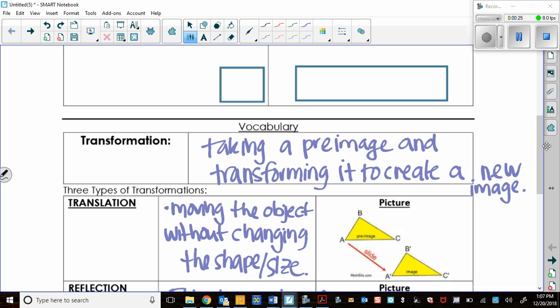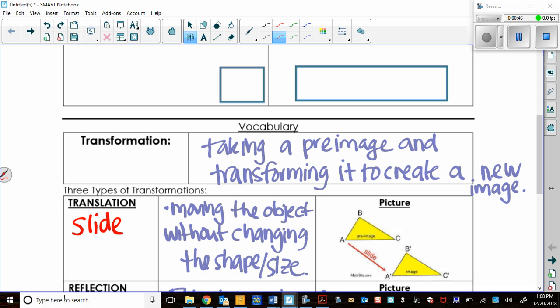Now, when you have a translating transformation, you're just moving the object without changing the shape or the size. So you notice how you're sliding. When you think of translation, I want you to think of the word slide, just like sliding it across the coordinate plane.